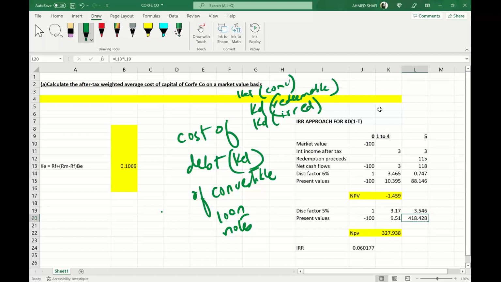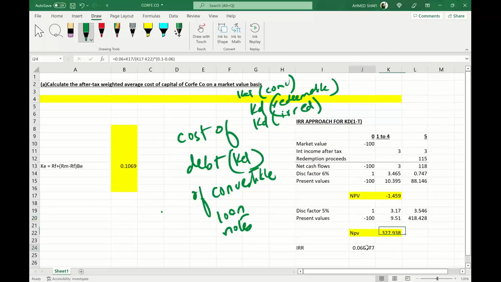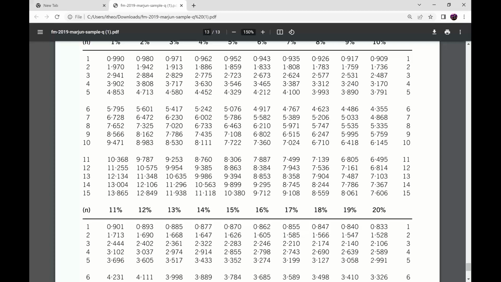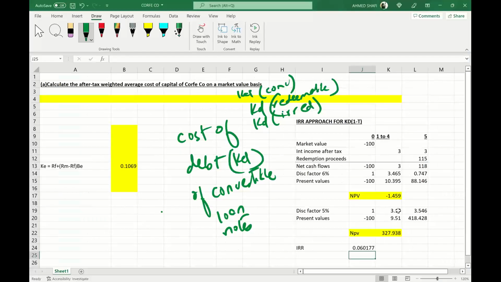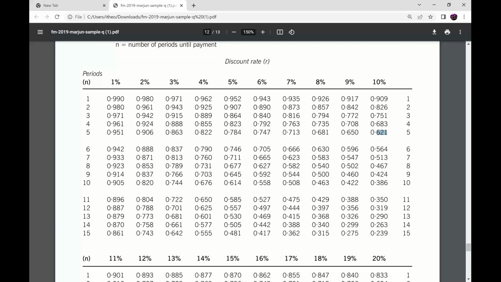So negative, positive NPV, put in the formula of IRR. So we are getting the IRR as approximately... apply the formula. Small a is the rate of positive NPV. There has been a small mistake, I think. So 5% for year 1 to 4, the factor is 3.546. And 5% for year 5 should be from the present value table, 0.784.